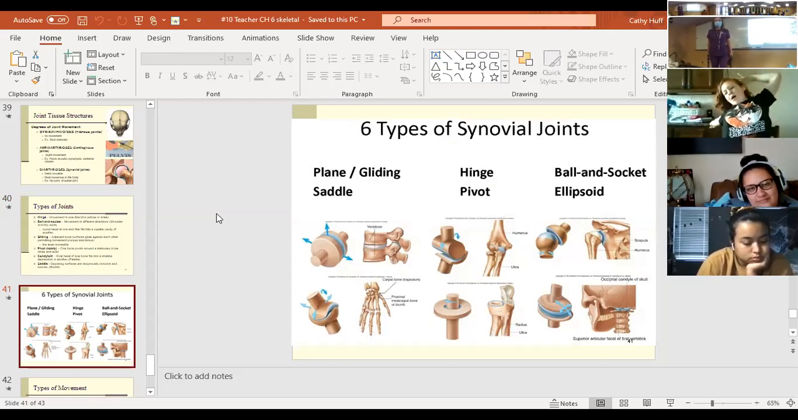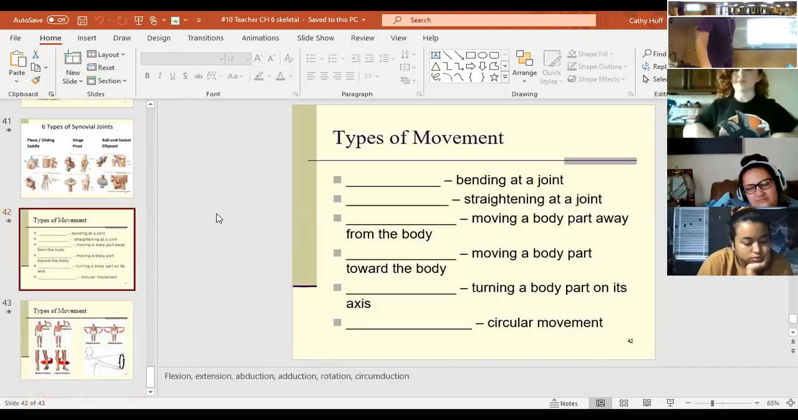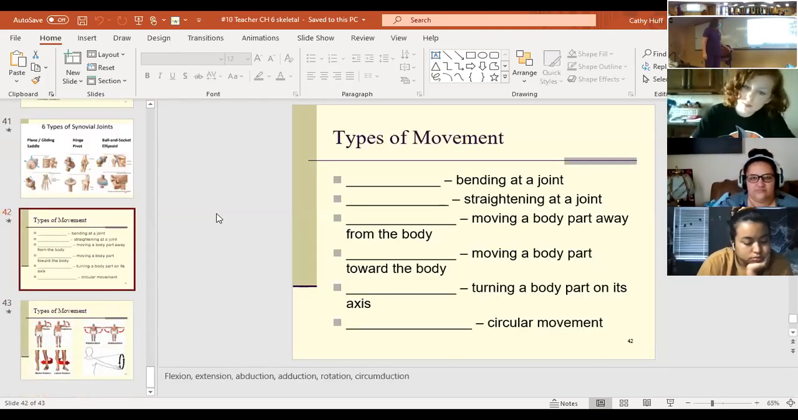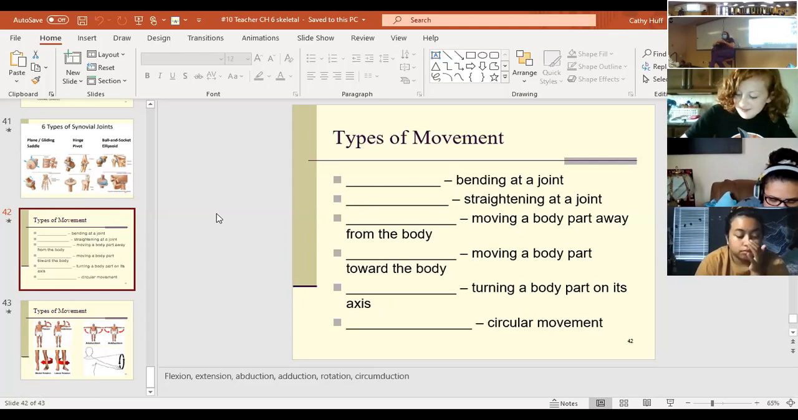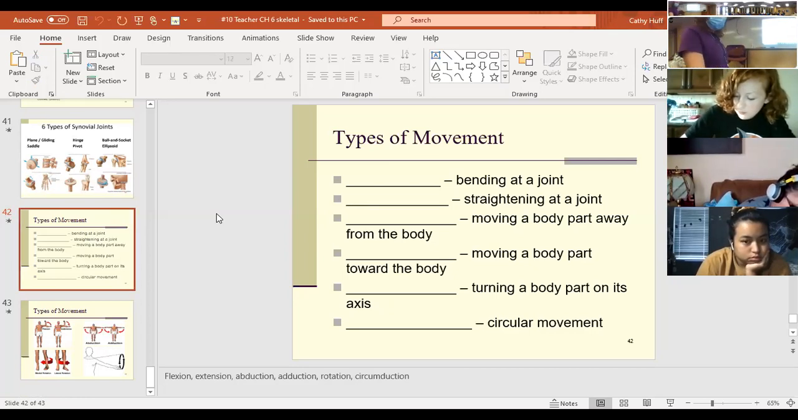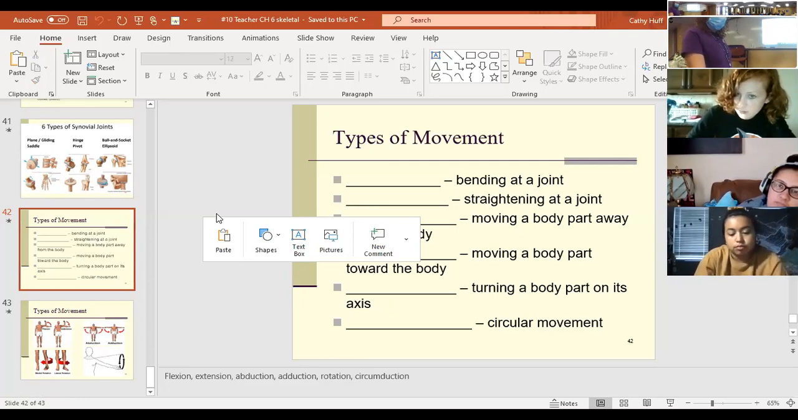We have a connective tissue that joins bones to bones. I don't think she mentioned that, but before we get into the types of movement, just in case, we have a tissue that joins a bone to a bone. Tell me what this tissue is called. Nice, a ligament.